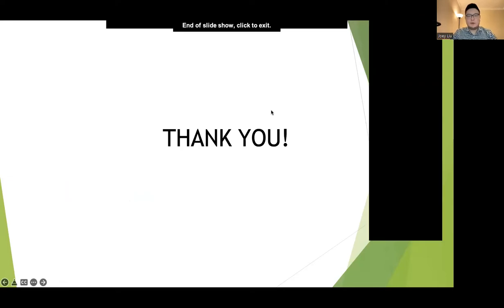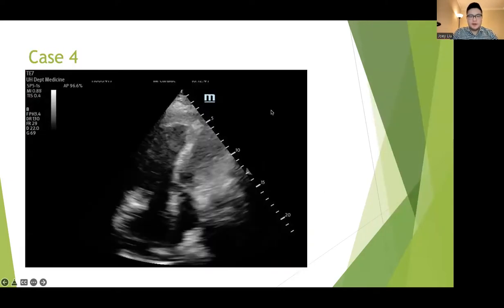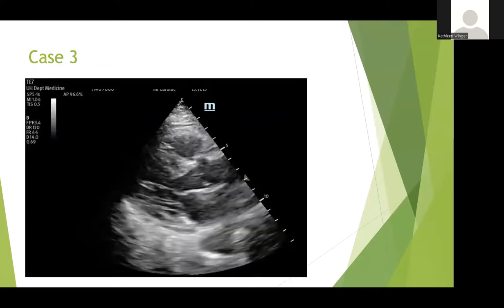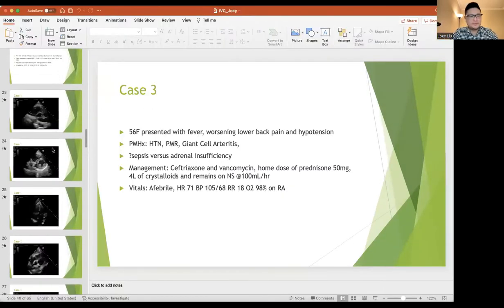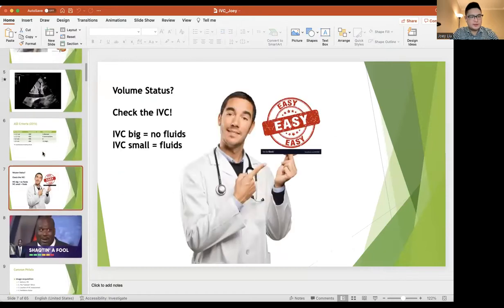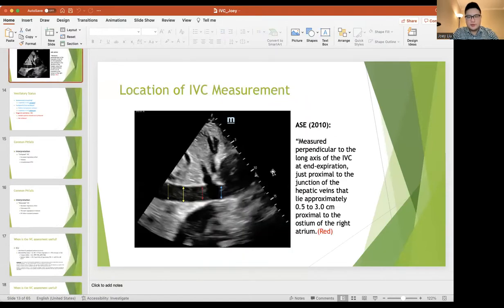Yeah, so going back to the ASE guidelines, I'll probably just exit out and show you. They said that ideally the measurement should be 0.5 to 3 centimeters proximal to the junction between the right atrium and the IVC. So it really depends on where you measure, but typically I think it ends up being just inferior to the hepatic vein there. I don't know if Dr. Yu or Mike, you have any other thoughts on the matter?